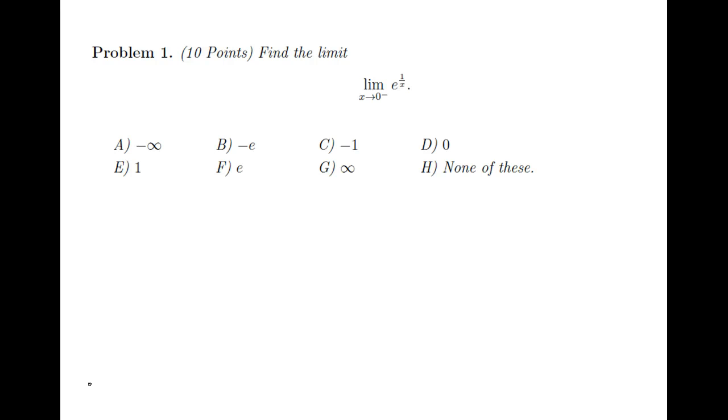Okay. e to the 1 over x as x goes towards 0 from the left-hand side. When you're doing right or left-hand limits, it's helpful, not totally necessary, but helpful to think of numbers that are very close to your number, but on the side that they want you to be on. And so I should think of a number like negative 0.00001 or something like that. If I raise e to that, what's going to happen?